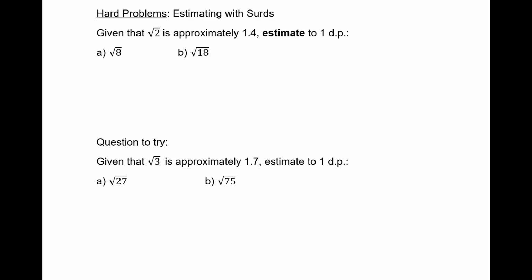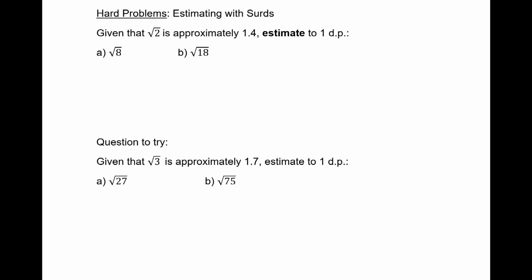The reason we actually work with surds is because we can use them to estimate more difficult surds. So, for example, given that root 2 is approximately 1.4, which you can very easily see with a calculator, we can use that fact to estimate more difficult surds without needing a calculator.